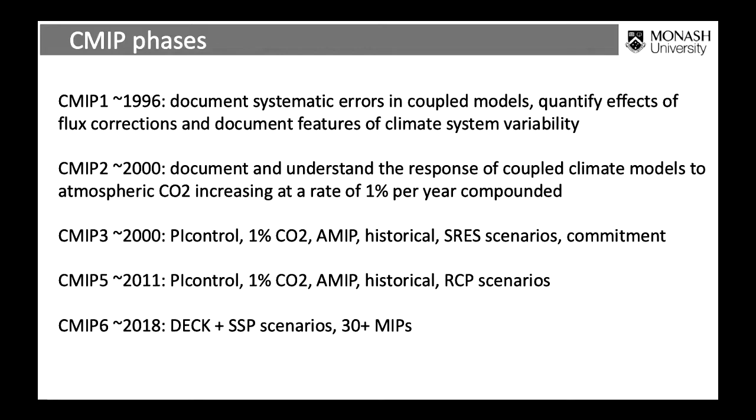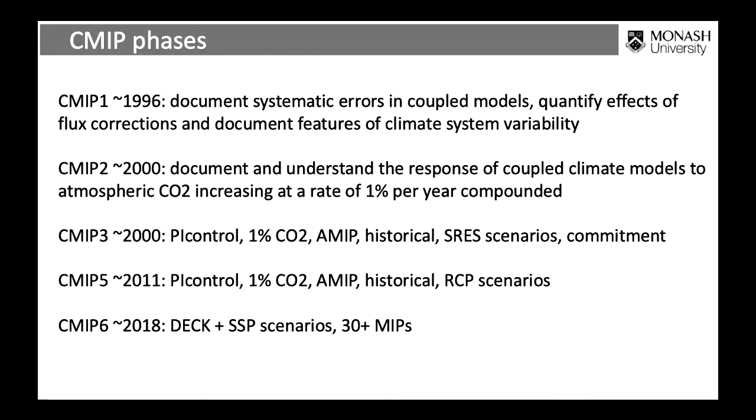It was also to quantify the effects of flux corrections. Have people heard about flux corrections? It sort of went out of fashion. It's maybe coming back again, but flux corrections at that stage were needed to stop the models from drifting. You just couldn't get a stable climate model because the errors were too great. So you had to add these flux corrections at the surface to keep the model in balance. But you added a constant flux correction so you could then perturb CO2 into the future and see how climate changed still. The hope was that we could get rid of these flux corrections by improving models, and in these later stages that did happen.